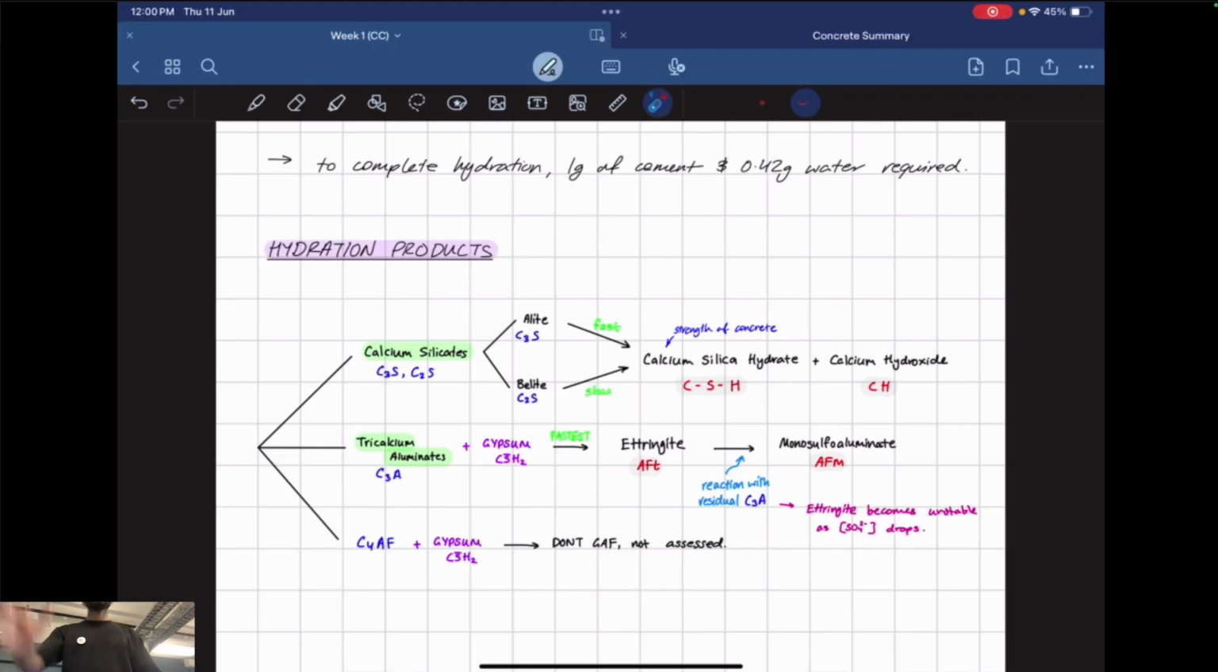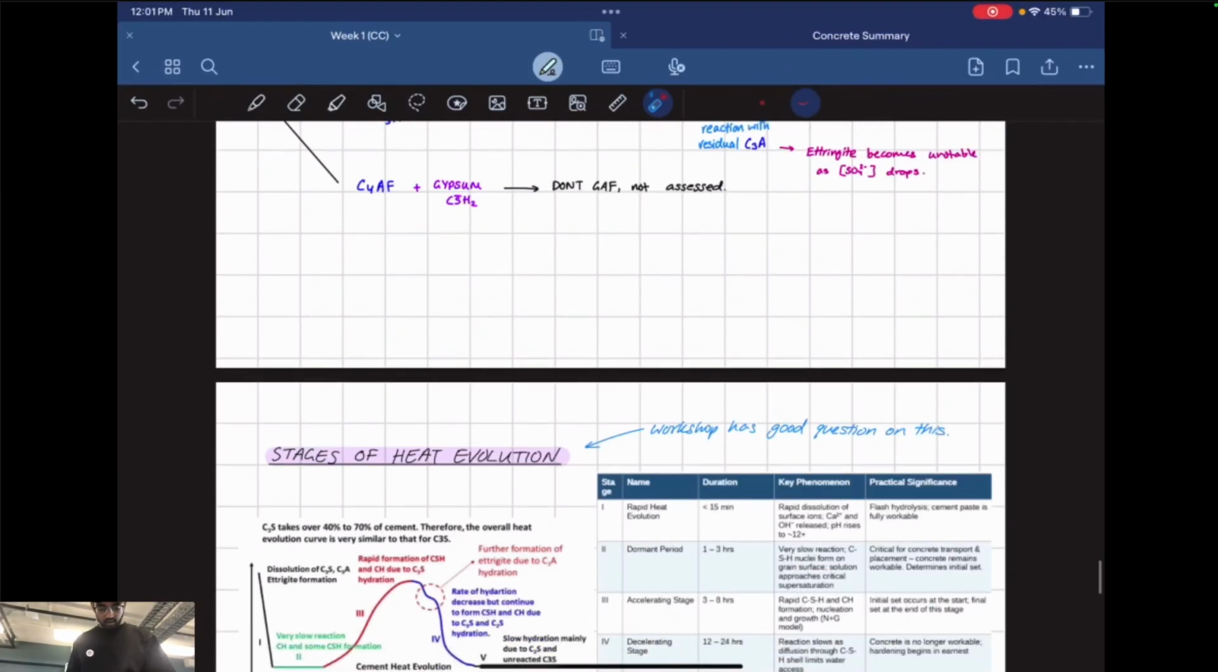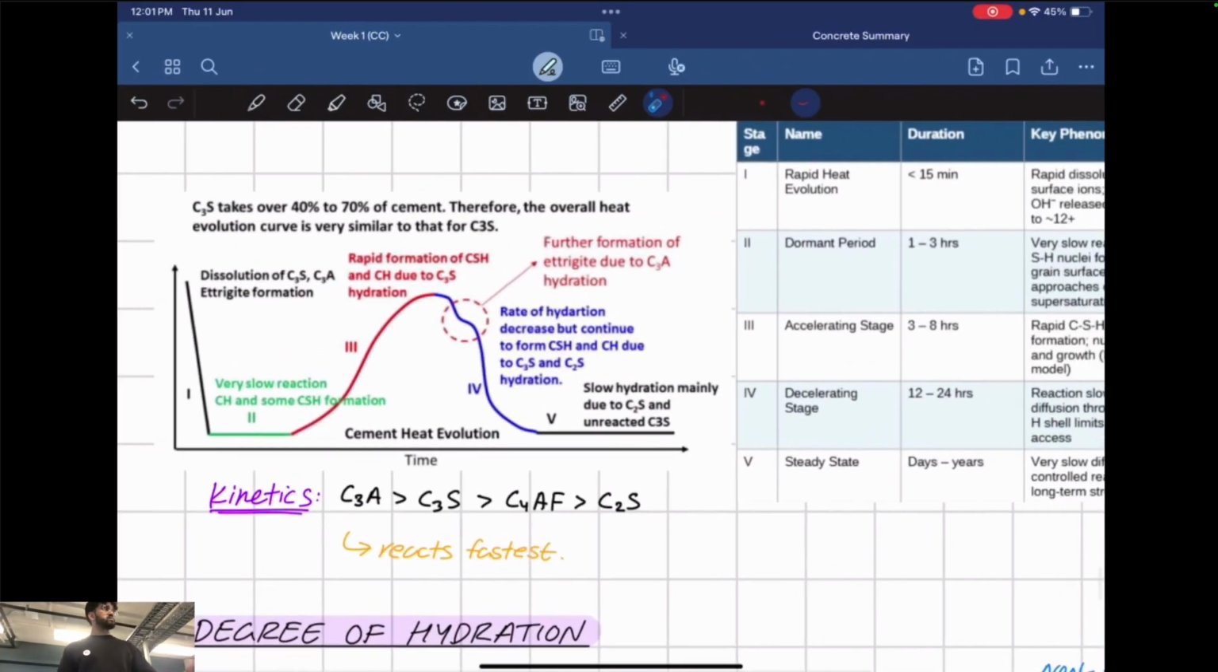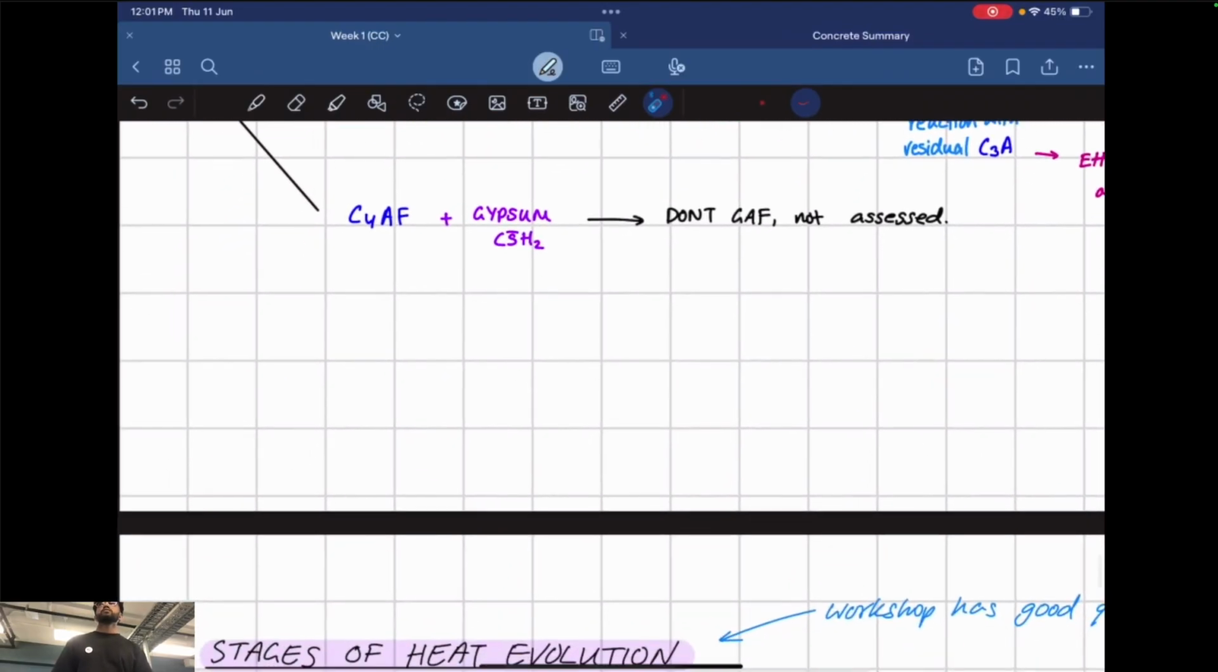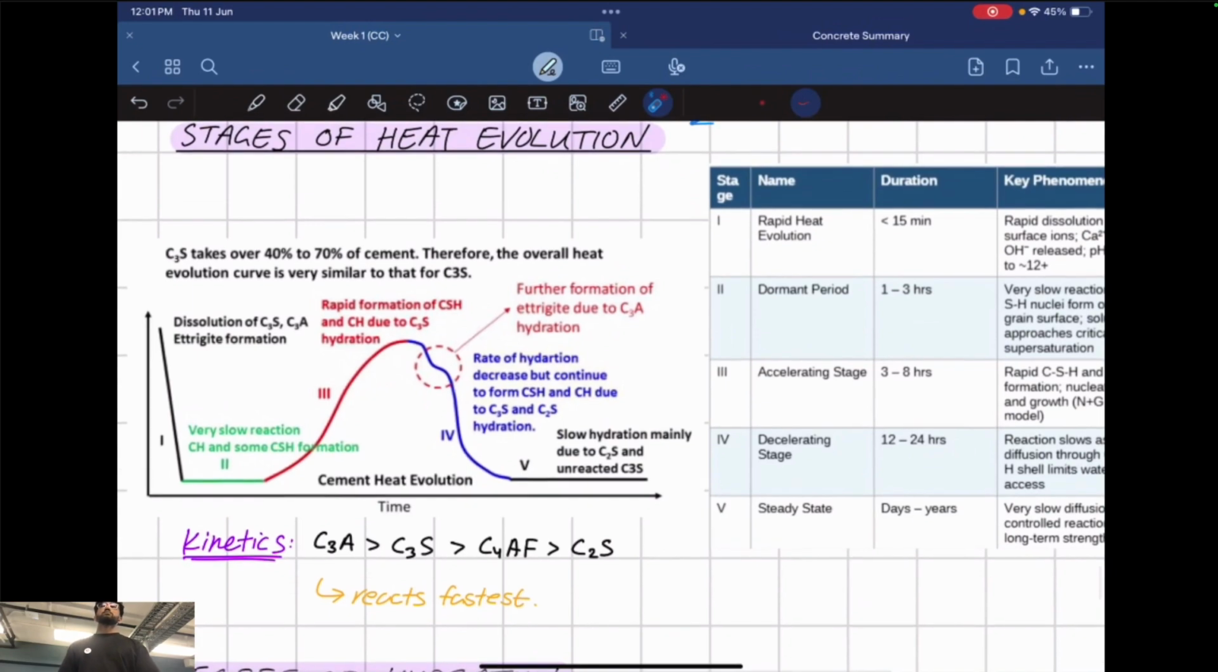But I think having this in a table, or just having this in a visual form, helps a lot, something you can take into the exam. Oh yeah, I've got it here. So in terms of kinetics, which is the speed of your reactions, your C3A, your aluminates, are the fastest. Then you've got C3S, which is alite. And then you've got your C4AF, which you don't need to know. And then you've got your belite, which is your slowest reaction.